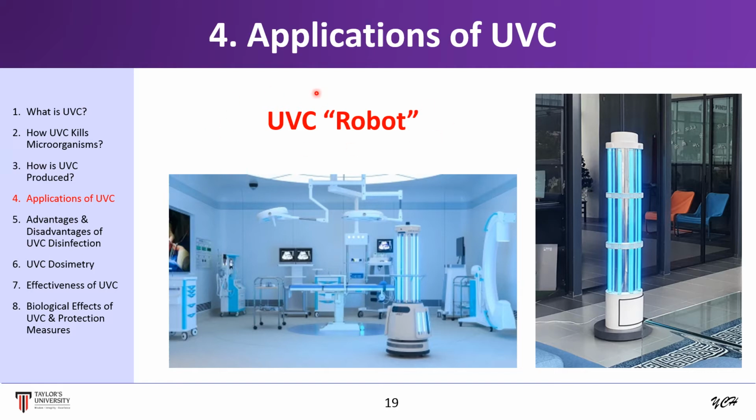Then we have UVC robots. The so-called robot is basically a portable UVC system that can move around over a large space. But of course, sensors must be applied so that it doesn't expose human subjects when it's moving around.